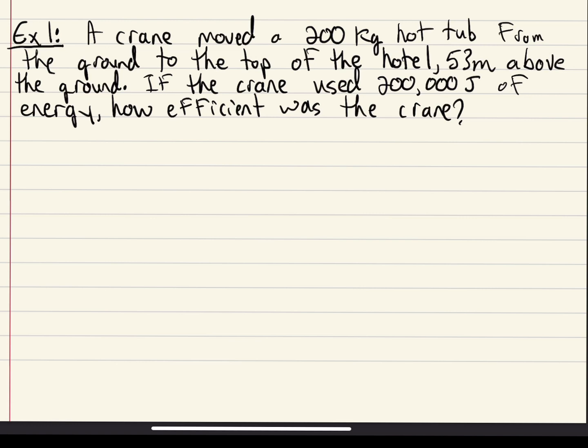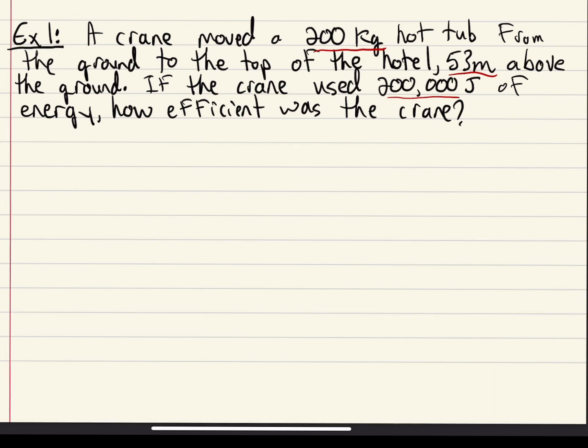So our first example reads, a crane moved a 200 kilogram hot tub from the ground to the top of the hotel 53 meters above the ground. If the crane used 200,000 joules of energy, how efficient was the crane? In this question, just because it says used 200,000 joules of energy, that indicates that it's the input, but let's numerically prove it. Remember that the output is always going to be less than the input.